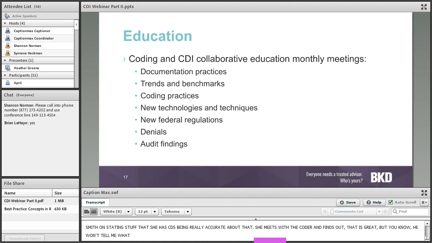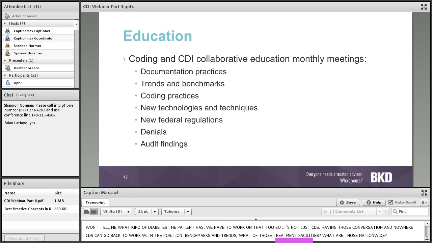Documentation practices. You know, Kelly, the CDS, has been working really hard with Dr. Smith on stating stuff that's vague, and she's gotten CHF. He's being really accurate about that. And when she meets with the coder, she finds out, well, that's great, but he won't tell me what kind of diabetes the patient has. Oh, well, there we go. We've got to work on that, too, so it's not just CHF. So having those conversations and knowing where the CDS can go back and work with the physician.